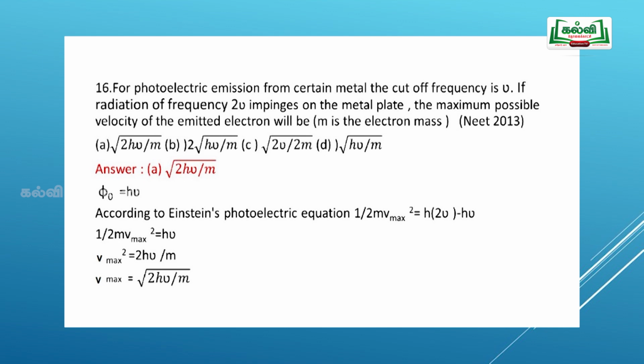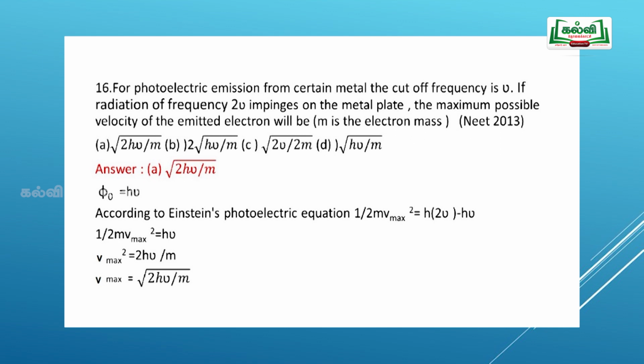Option A is root of 2 h nu by m. Option B is 2 root of h nu by m. Option C is root of 2 nu by 2 m. Option D is root of 2 h nu by m. The answer is option A, root 2 h nu by m.